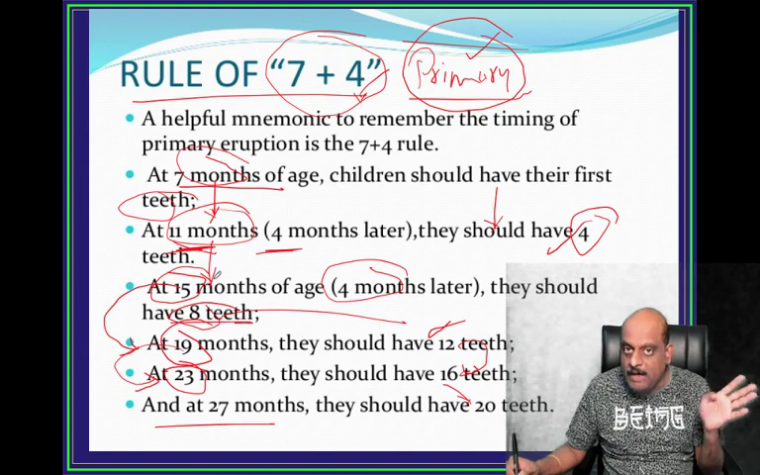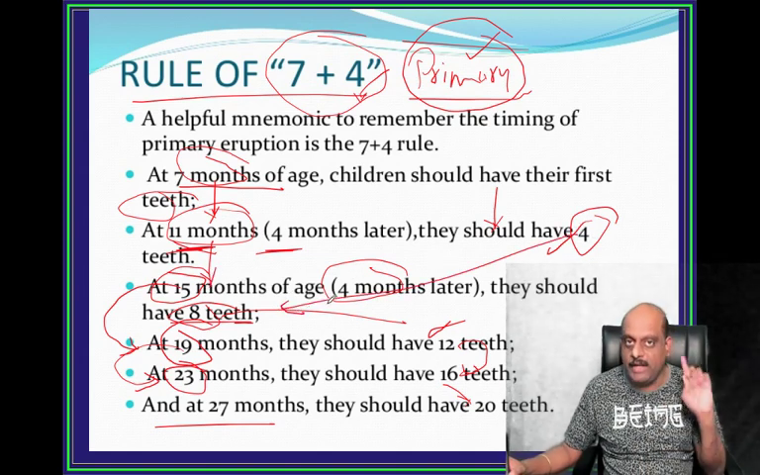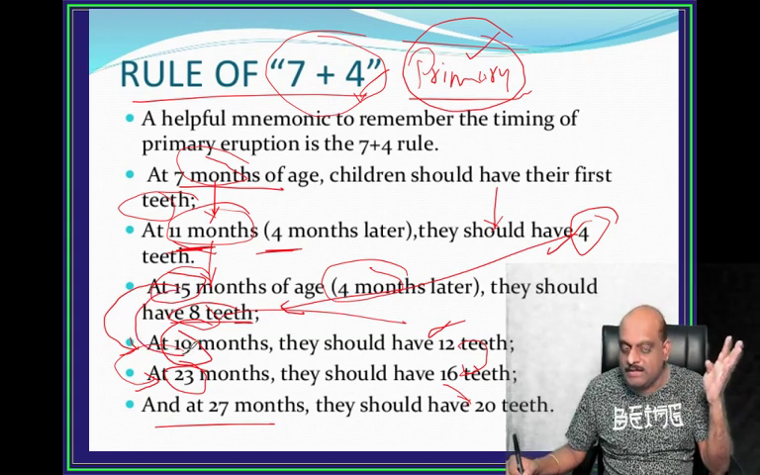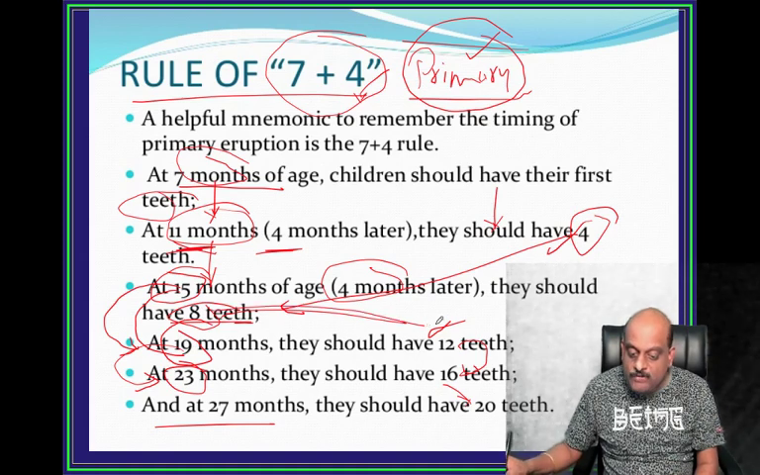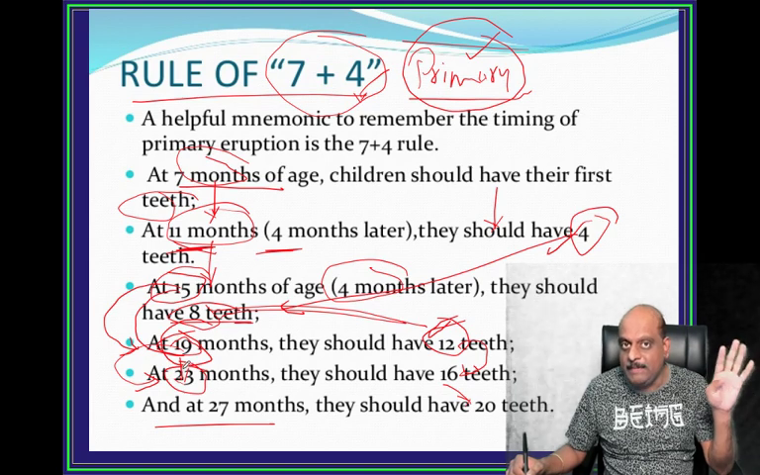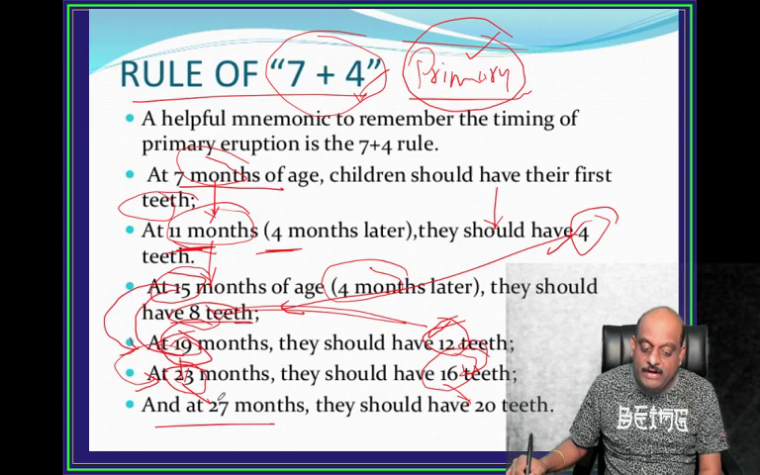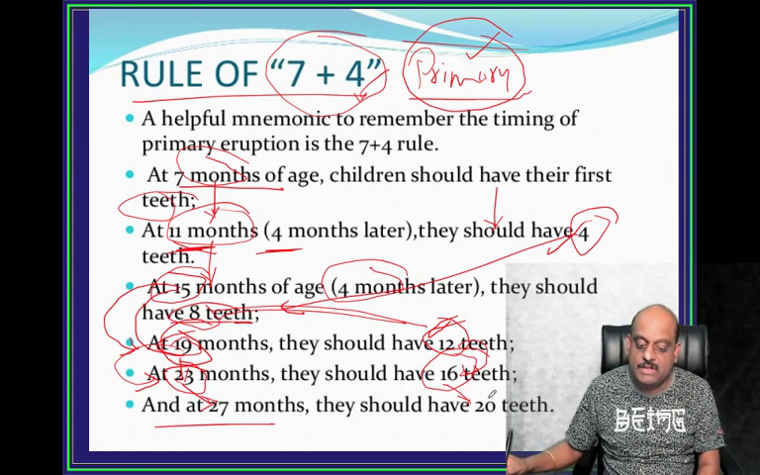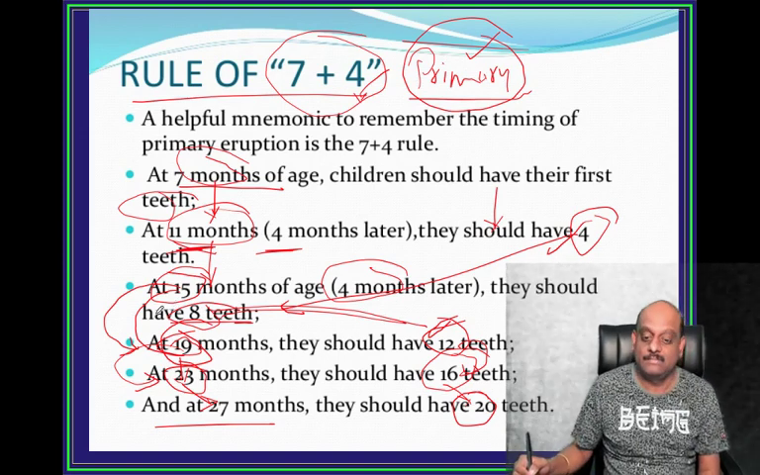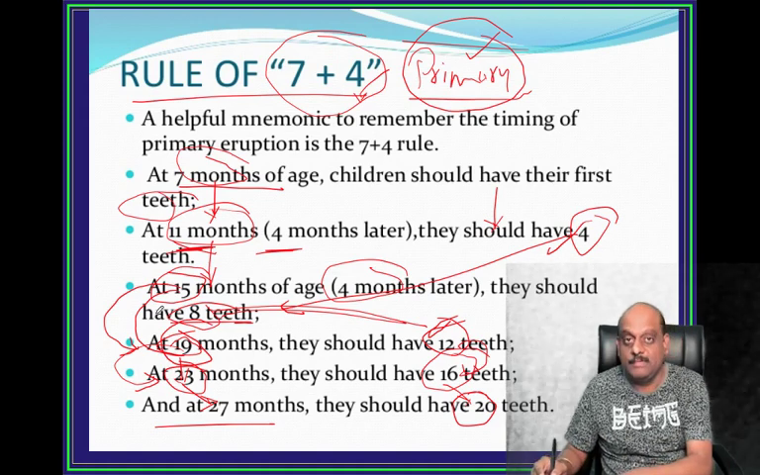11 plus 4, 15 months. 4 plus another 4 teeth, 8 teeth. 15 plus 4 months, that is 19 months. 8 plus 4, 12 teeth will be there. 19 plus 4 months, 23 months. 12 plus 4, 16 teeth will be there. 23 plus 4, 27 months. 16 plus 4, 20 teeth will be there. Got it?